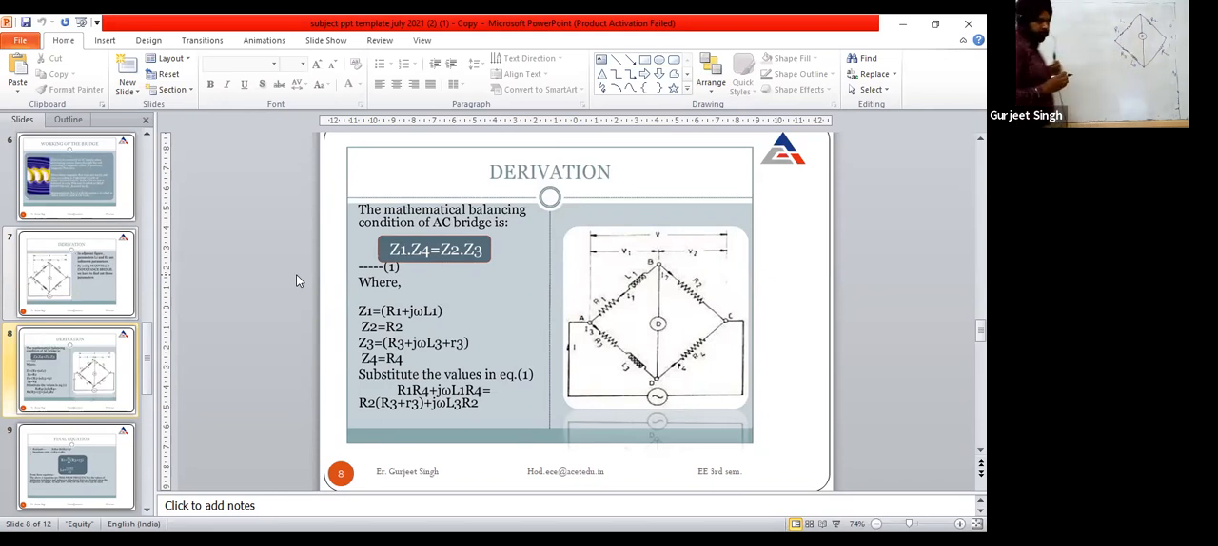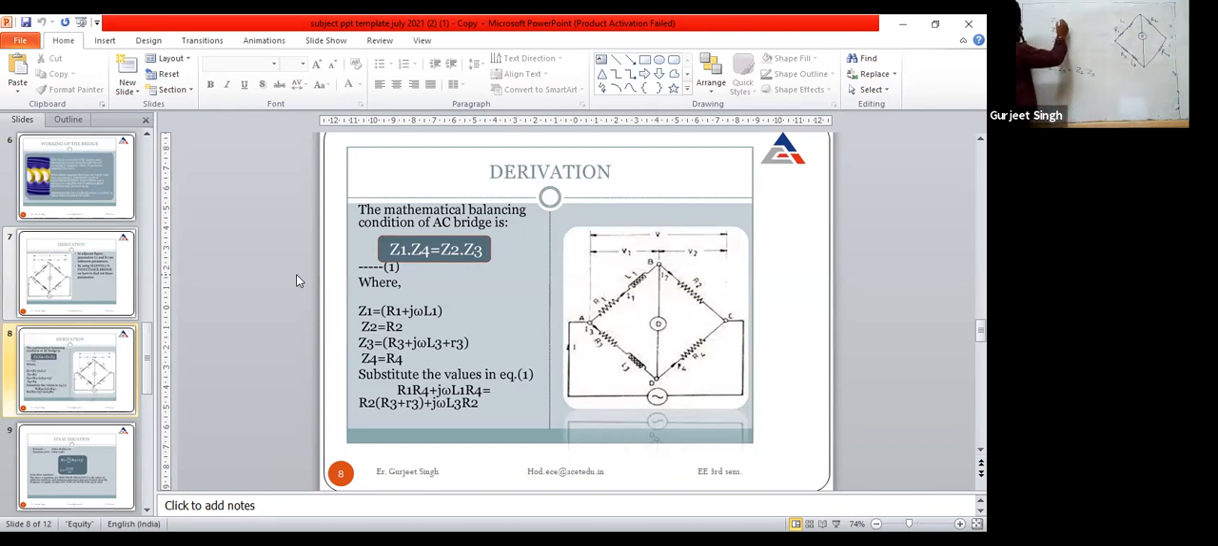This detector is used to show the null indication, means when this detector is showing the null indication, our bridge is balanced. Okay, so now we have to find out the value of Z1, Z2, Z3, and Z4. Then we will apply the technique Z1 Z4 is equal to Z2 Z3. Whenever we are solving any bridge characteristic equations, first we will apply this formula, Z1 Z4 is equal to Z2 Z3.